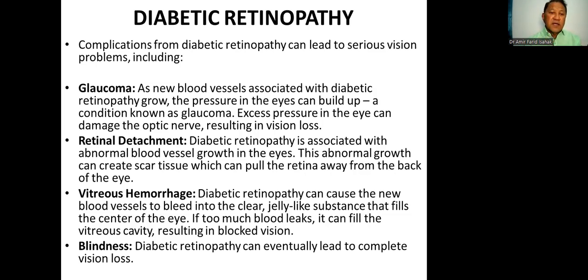And then you can have retinal detachment. Diabetic retinopathy is associated with abnormal blood vessel growth in the eyes. This abnormal growth can create scar tissue which can pull the retina away from the back of the eye.